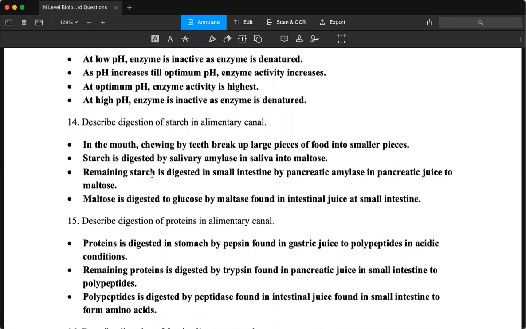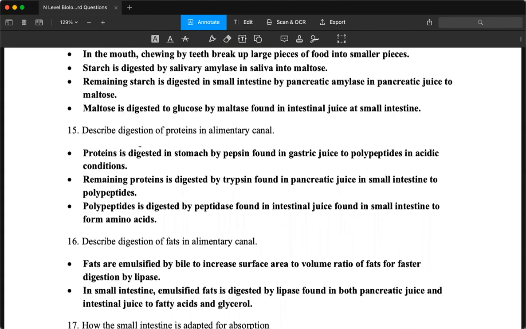Students have some problems recalling the enzyme, substrate, and the product. So as I presented in my previous video, it will be good that students come up with a table or refer to the table in the textbook to remember the specific enzyme, substrate, and product for the digestive process.